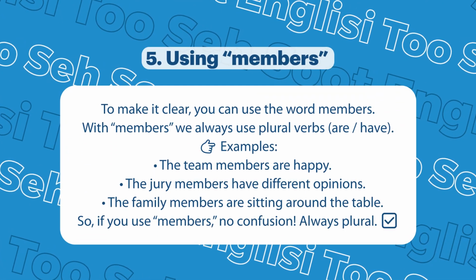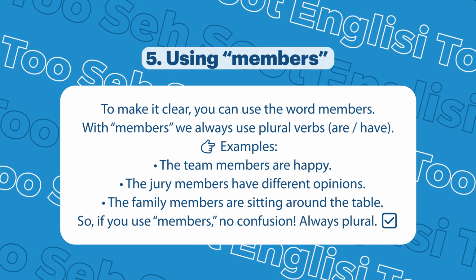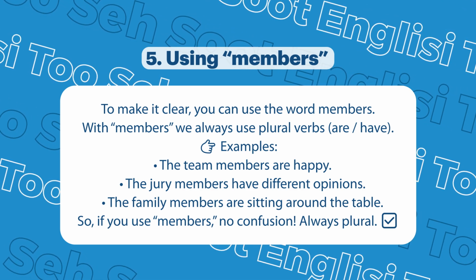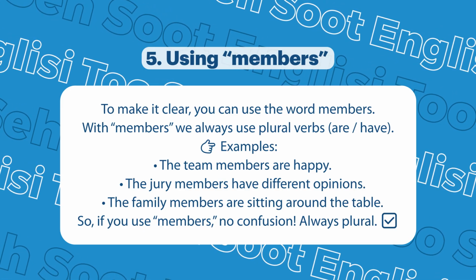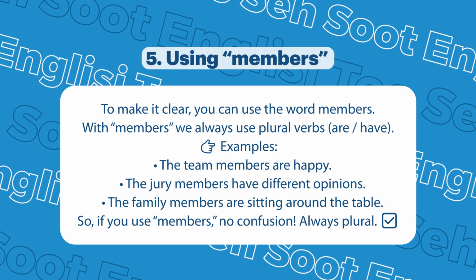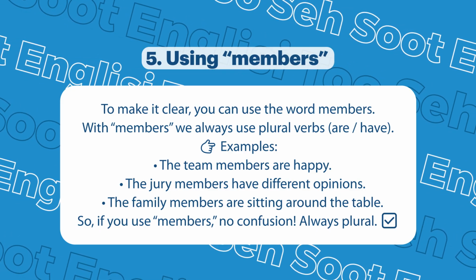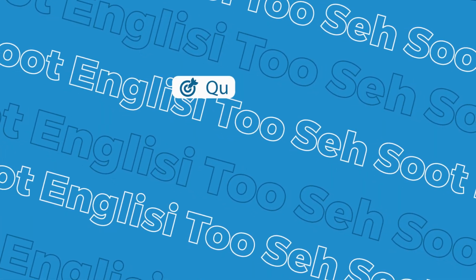So, how about using members? To make it clear, you can use the word members. With members, we always use plural verbs, are and have. For example, the team members are happy. The jury members have different opinions. The family members are sitting around the table. So if you use members, no confusion. Always plural.